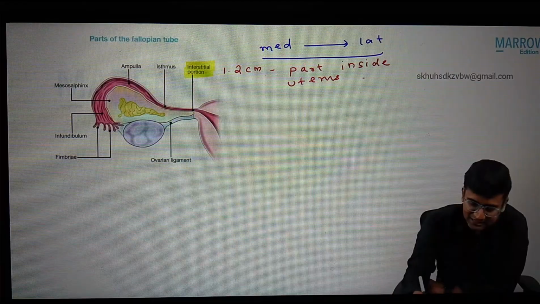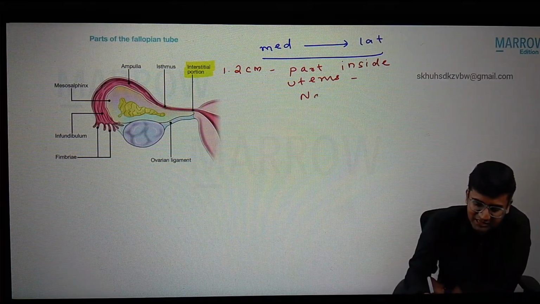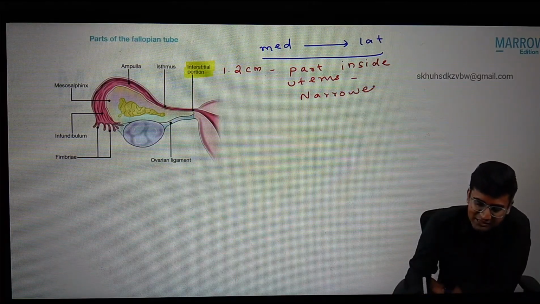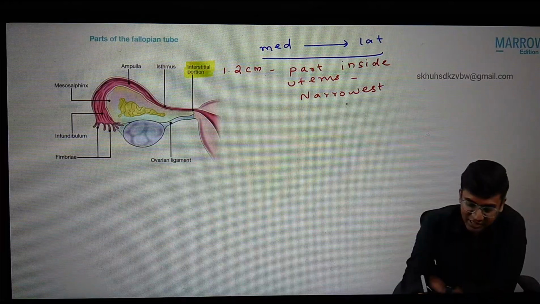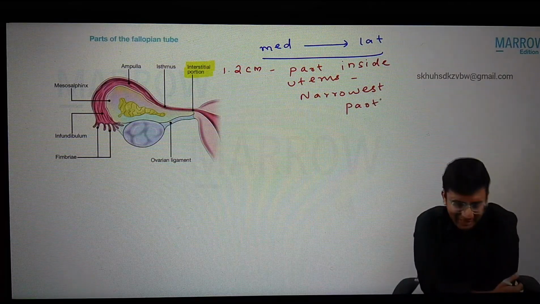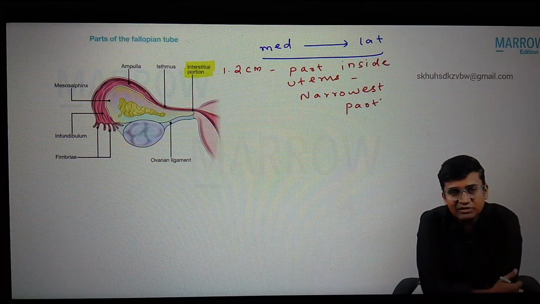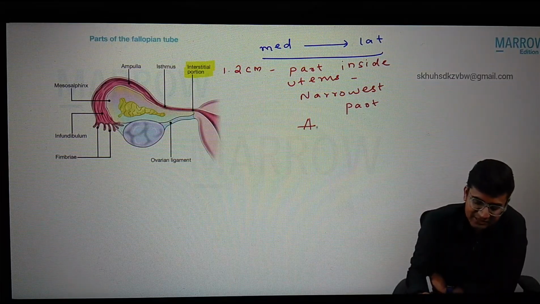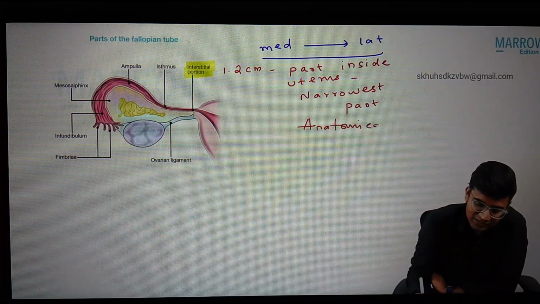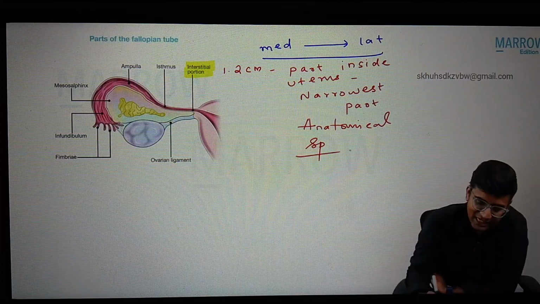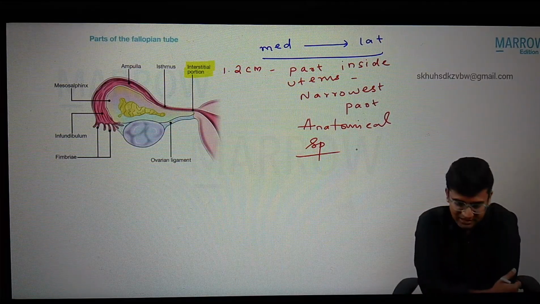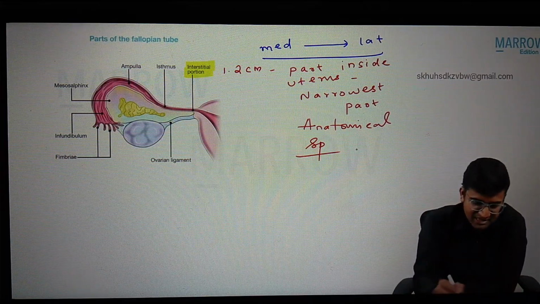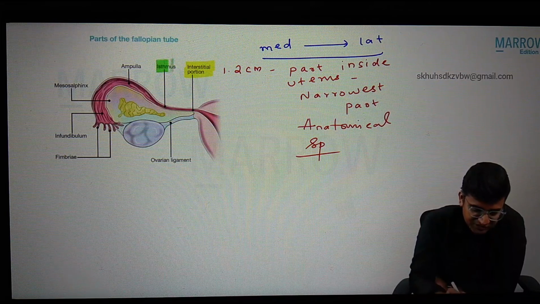Please remember, it is the narrowest part of the fallopian tube. And this interstitial part is the one which acts as the anatomical sphincter. Okay. Right. Next, our isthmus.